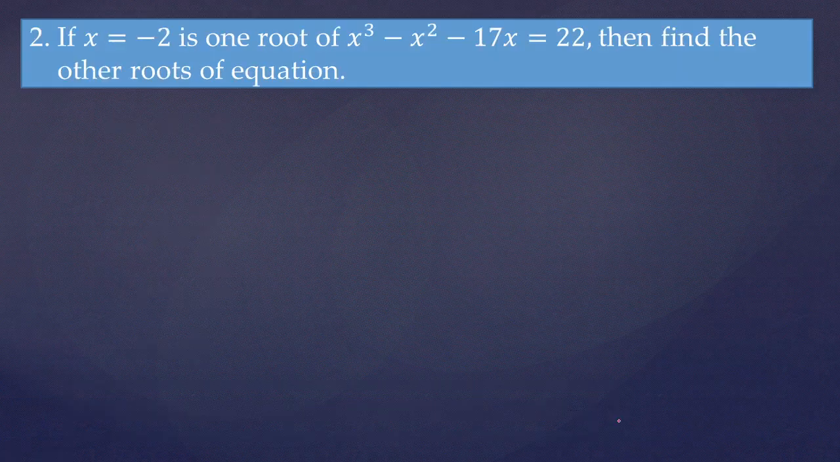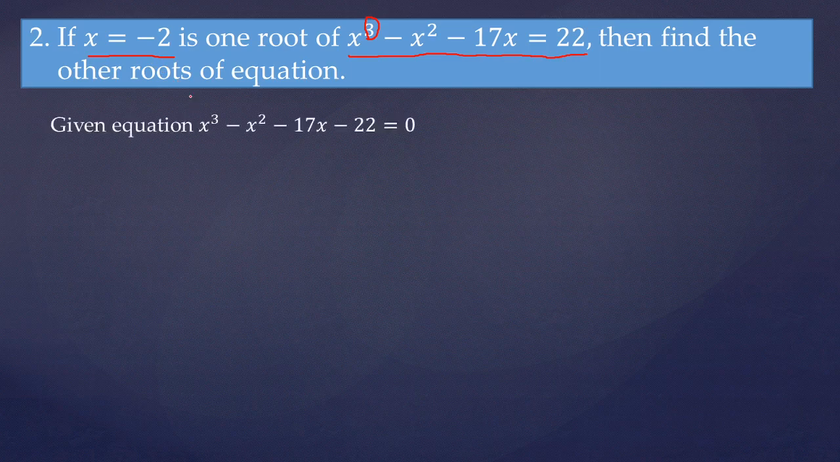The second question: if x is equal to minus 2 is one root of x cube minus x square minus 7x equal to 22, then find the other roots of the equation. They have given one root. How many roots are there in this equation? There are 3 roots because we have the power 3. They have given one root, so we need to find the other 2 roots.